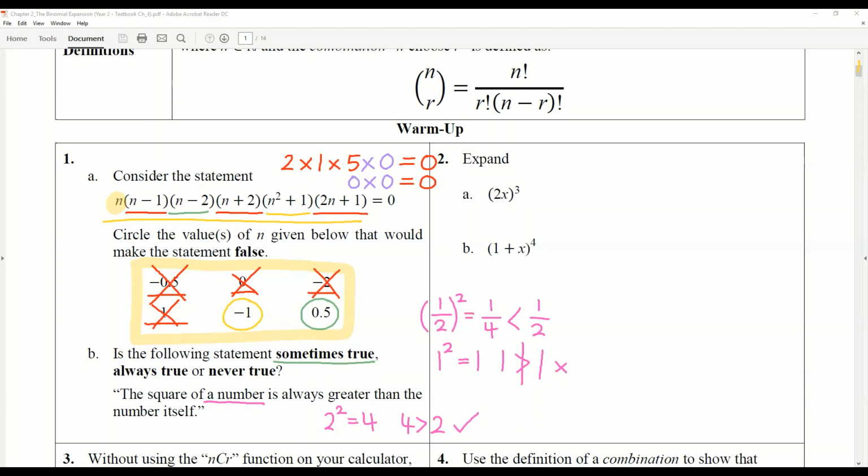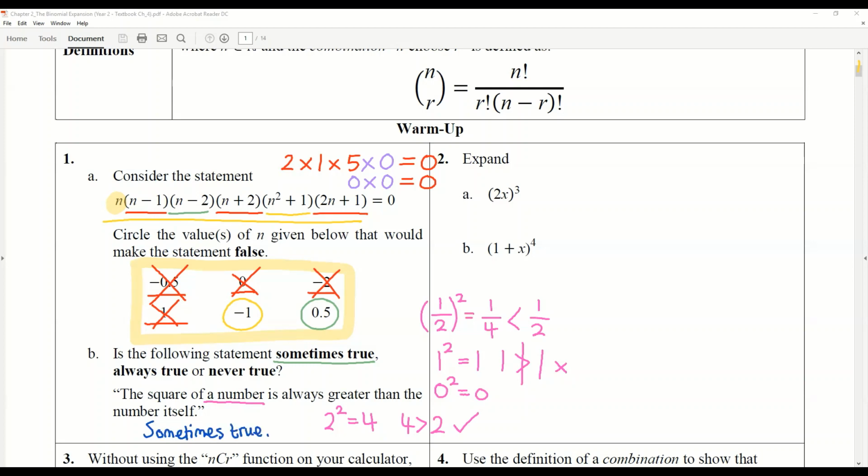Okay, and another one that would be equal, of course, would be 0. 0 squared equals 0, which are both identical. So this is sometimes true. So we'll just fill it in. Sometimes true, and then we've just provided several pieces of evidence to back up our claim.